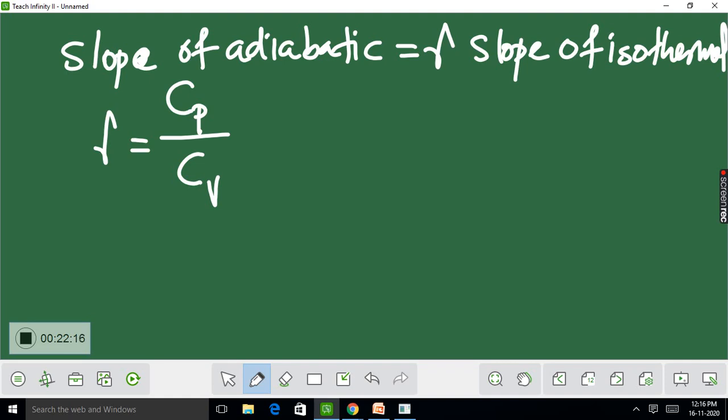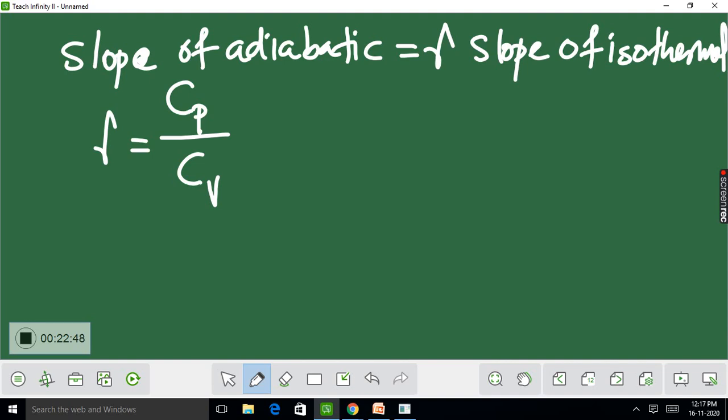What about its values? Cp is the heat energy required to increase the temperature of 1 kilogram of substance at constant pressure. Cv is the heat energy required to increase the temperature of 1 kilogram of substance at constant volume.